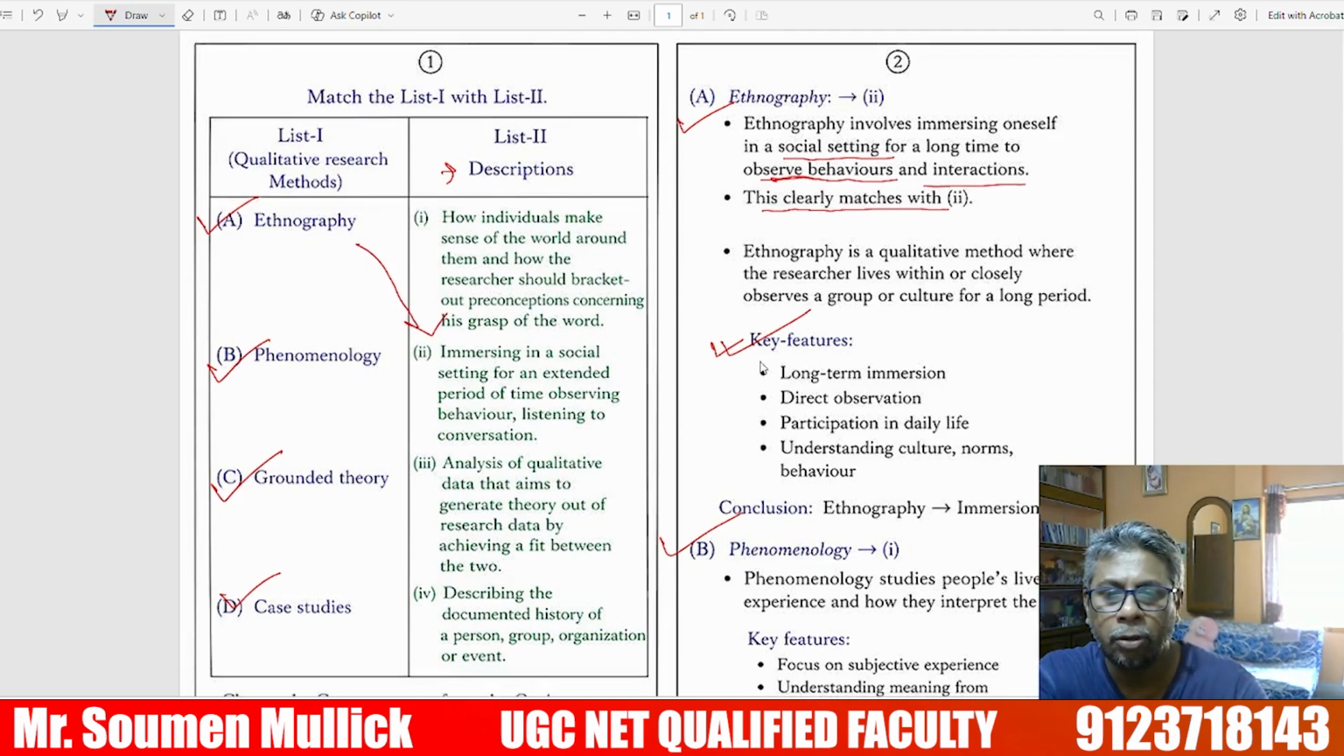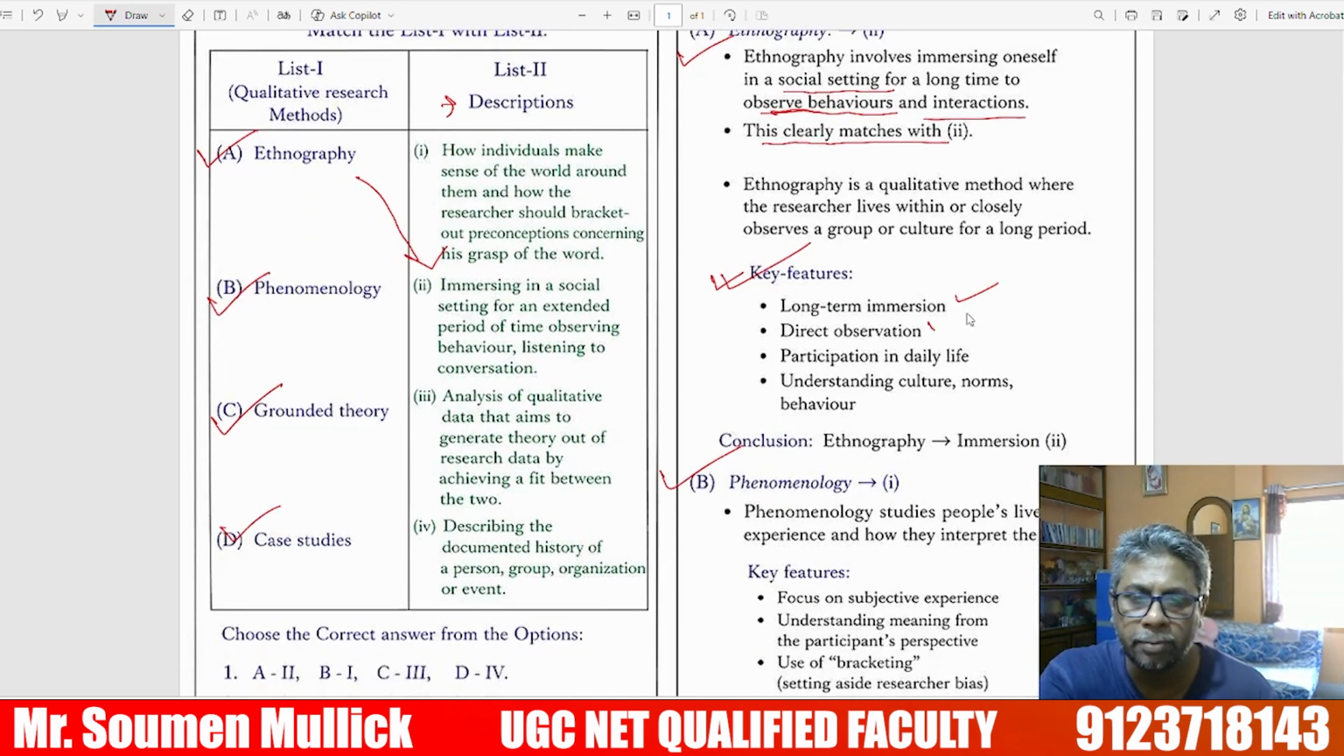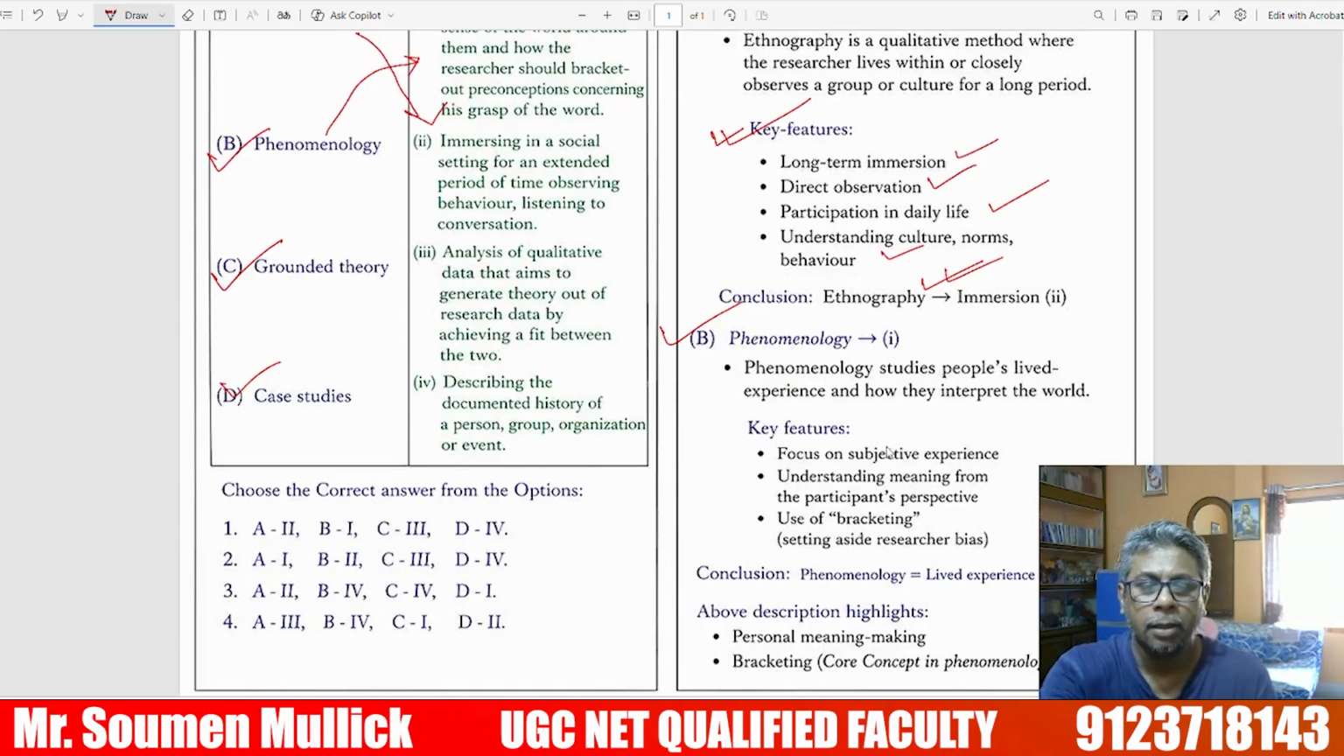The key features: long-term immersion, direct observation, participation in daily life, understanding culture and norms. Ethnography means immersion. Second point, phenomenology is related with one. Why? Phenomenology studies people's lived experience, how they interpret the world. Key features: focus on subjective experience, understanding meaning from the participant's perspective, use of bracketing, setting aside researcher bias. The conclusion: phenomenology is lived experience plus meaning.